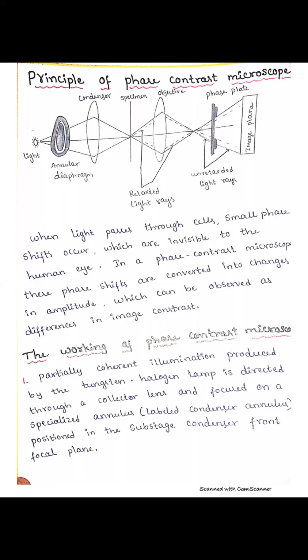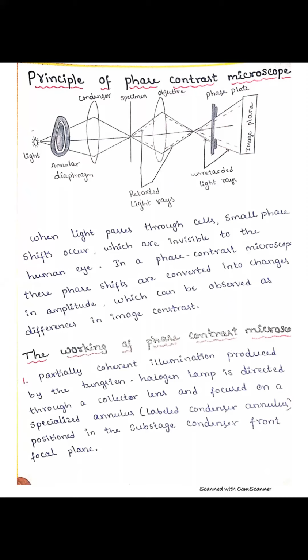Principle of phase contrast microscope. When light passes through cells, small phase shifts occur, which are invisible to the human eye. In a phase contrast microscope, these phase shifts are converted into changes in amplitude, which can be observed as differences in image contrast. The working of a phase contrast microscope.